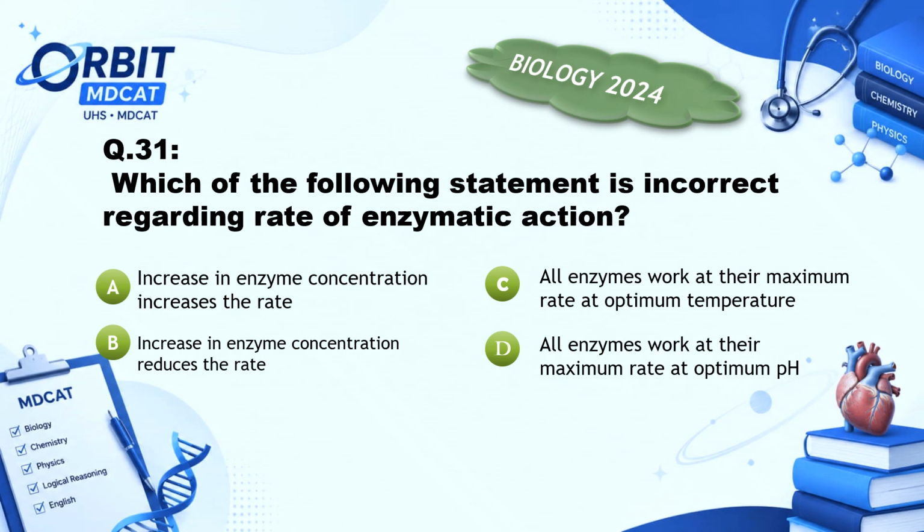Question number 31: which of the following statement is incorrect regarding rate of enzymatic action? A. Increase in enzyme concentration increases the rate. B. Increase in enzyme concentration reduces the rate. C. All enzymes work at their maximum rate at the optimum temperature. D. All enzymes work at their maximum rate at optimum pH.